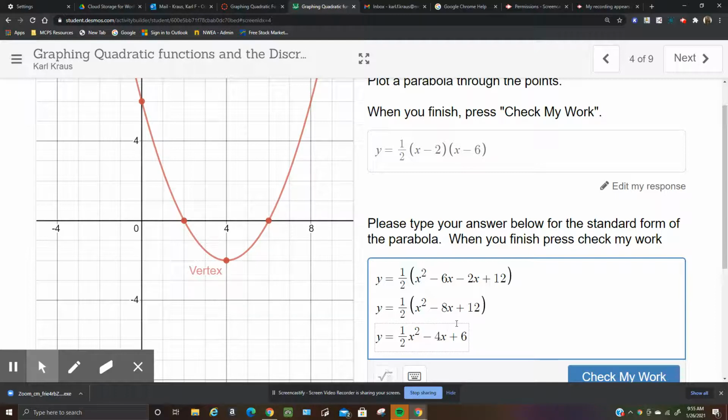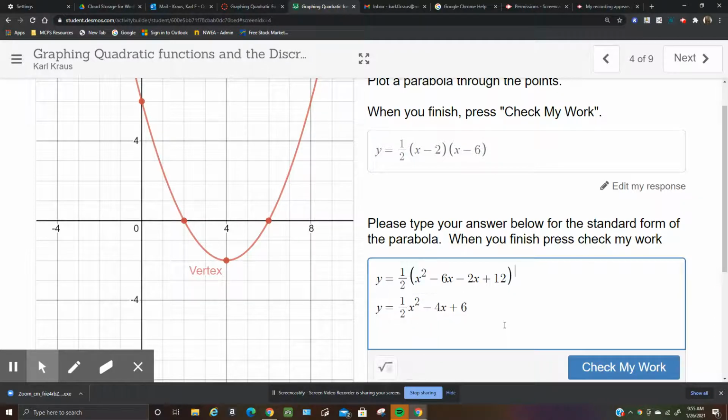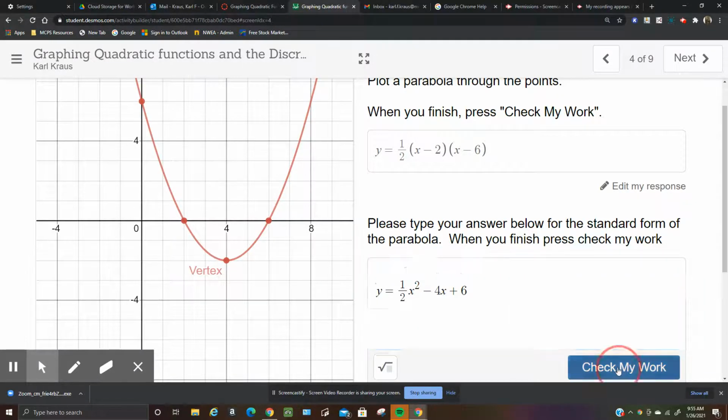I'm going to delete the rest of this work here, so I'll have the answer in standard form now. But I would suggest multiplying this out on a separate sheet of paper, and then putting the answer in the text box here and checking.